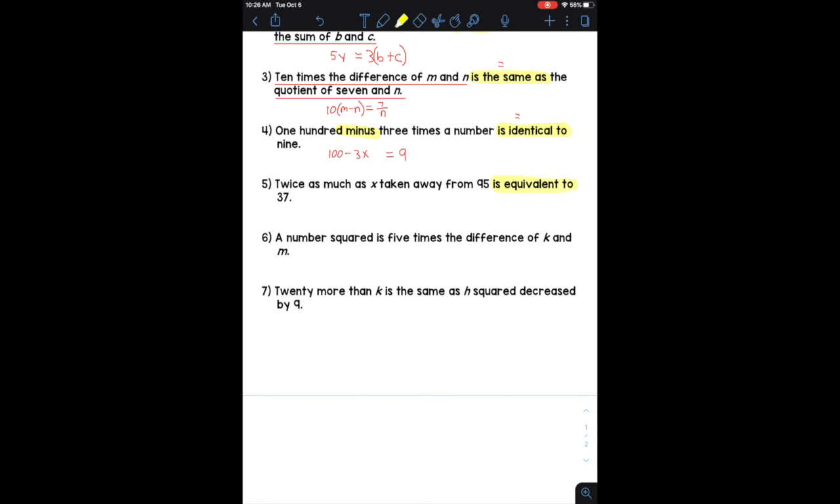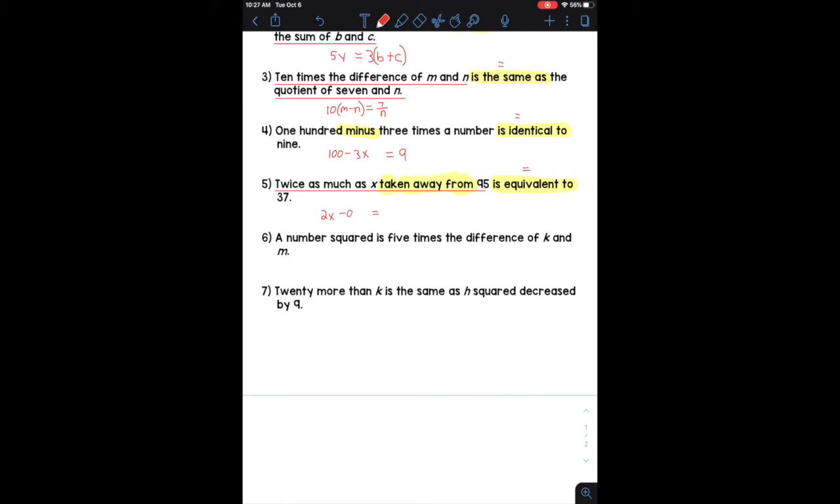Twice as much as x taken away from 95 is equivalent to 37. Equivalent to is the phrase that means equal sign. Let's write the expression to the left of the equal sign first. Again, as I mentioned, taken away from means subtraction. However, this is a special phrase where we have to actually switch the terms being subtracted.